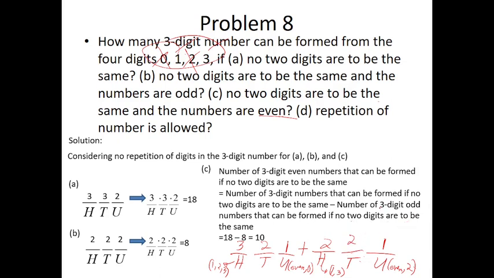So adding, 3 times 2 times 1 is 6, plus 2 times 2 times 1 is 4, the sum is 10. There, we got 10. Similar to this process, 18 minus 8 equals 10. I hope you get it, no?